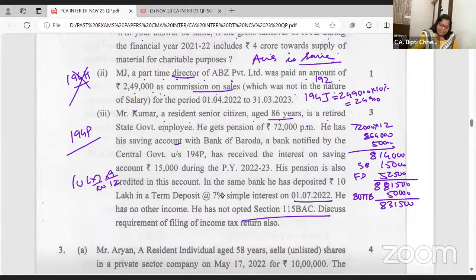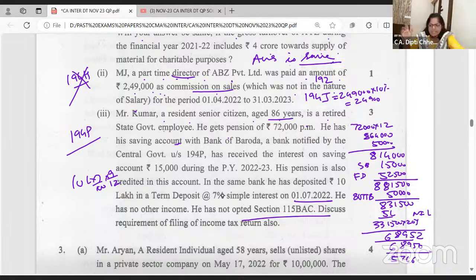831,500 पे tax calculate करो. He's a senior citizen. So up to 5 lakhs the tax is nil. And balance 331,500 पे 20%. 66,300 into 104%. Tax is coming to 68,952. 68,950 divide by 12. 5,746 will be paid every month.